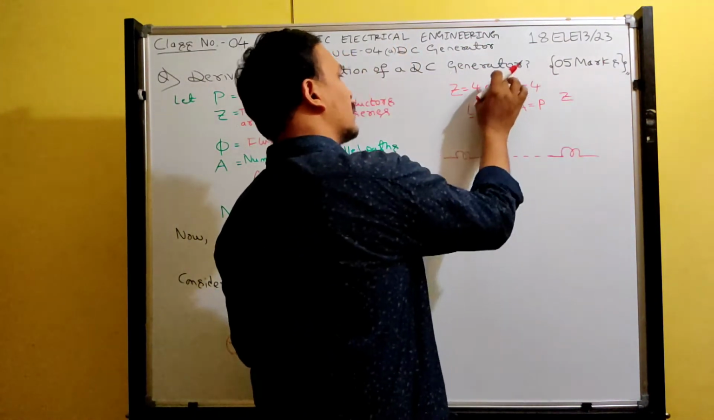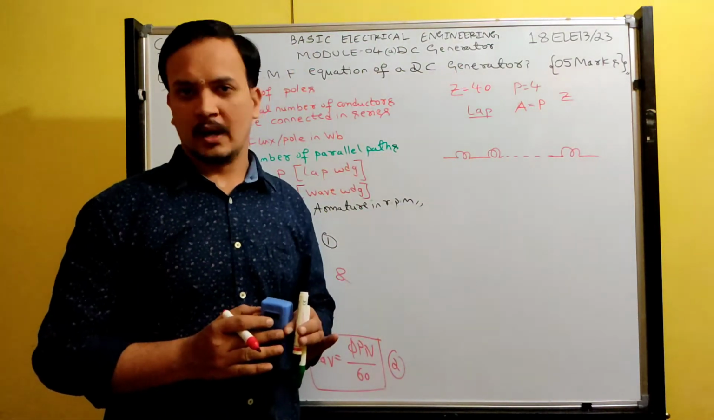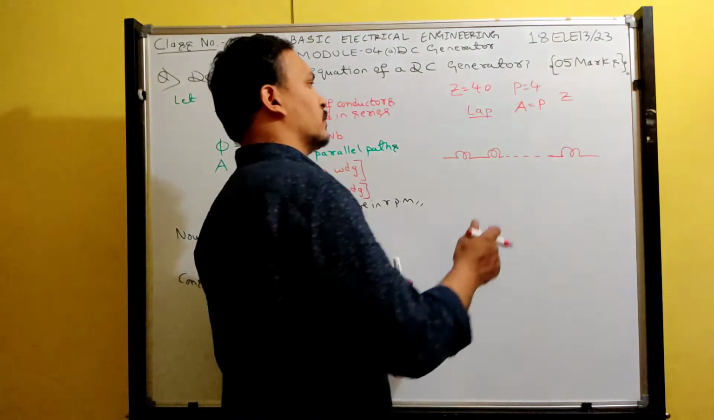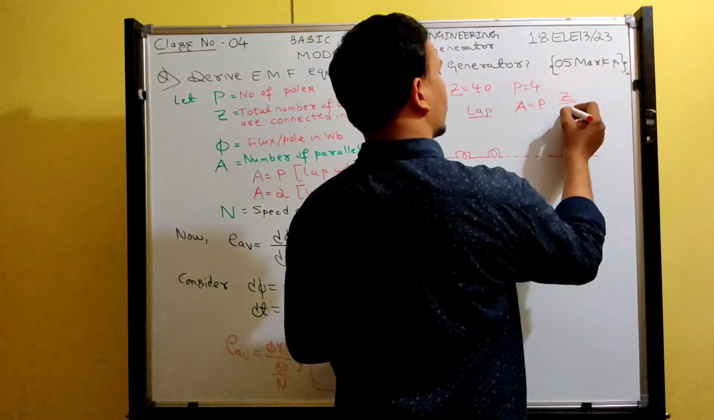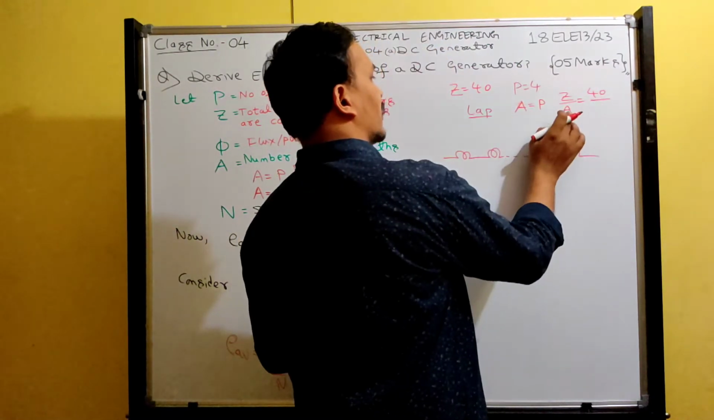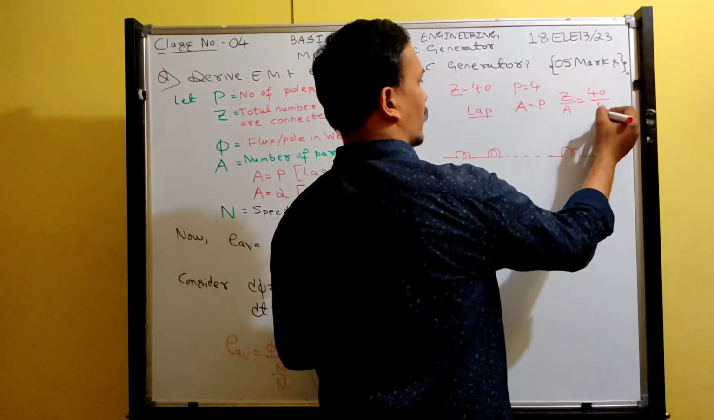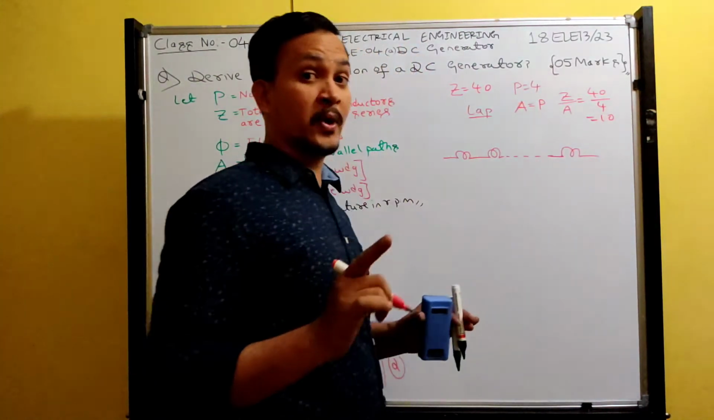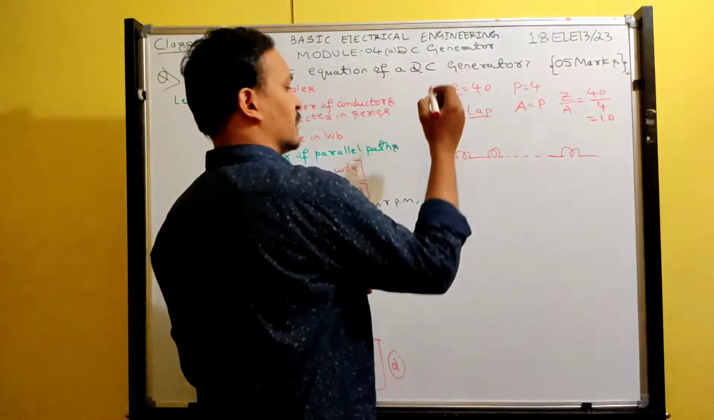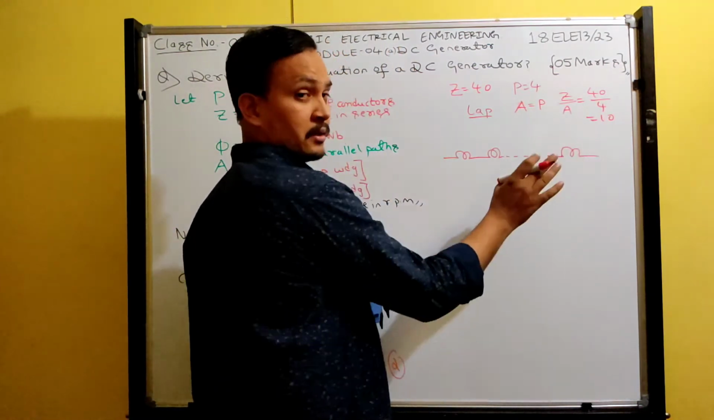Then all these 40 conductors will be split into the number of parallel paths, equally distributed in all the paths. Therefore you should write Z by A conductors. What is Z? 40. What is the number of parallel paths? A is equal to 4 because of lap winding, so 4 poles. How many conductors in one path? 10 conductors per path.